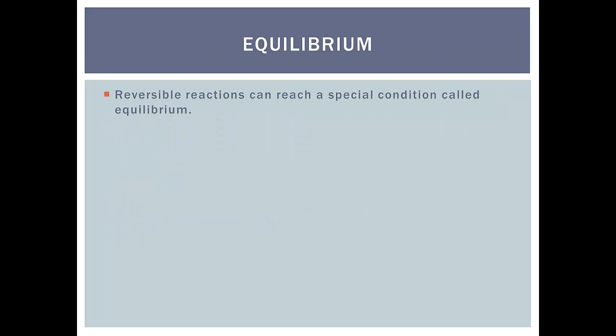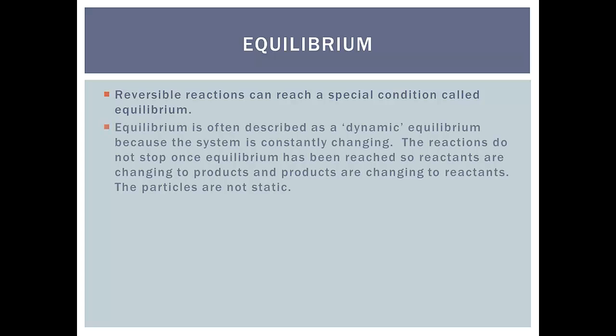Reversible reactions can reach a special condition which is called equilibrium. Equilibrium is often described as a dynamic equilibrium because the system is constantly changing. The reactants do not stop once an equilibrium has been reached, so the reactants are changing to products and products are changing to reactants. Essentially, the whole thing is just constantly doing something, so it's never a static system.